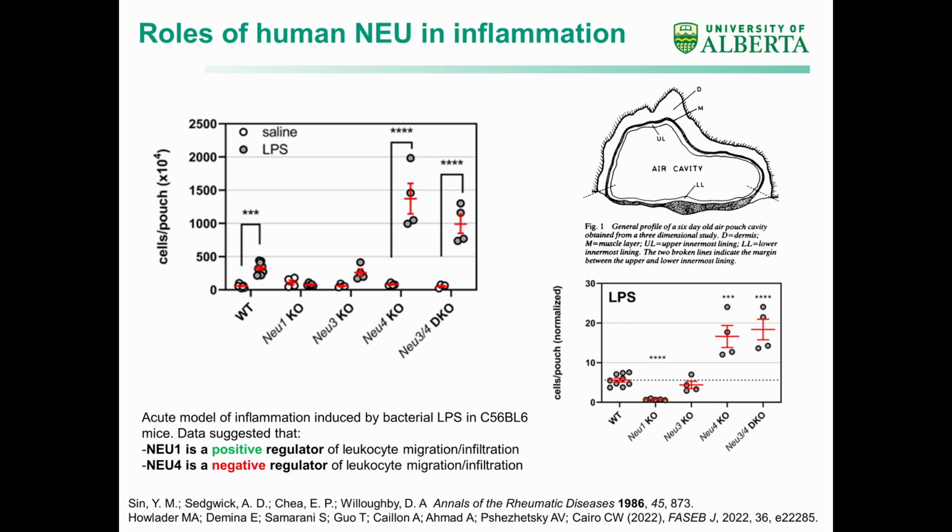Okay? So what you're looking at here, these are numbers. The gray dots are when they've been LPS treated, and the white are saline. Here's normalized LPS data over here. And these are just cell counts from those pouches.